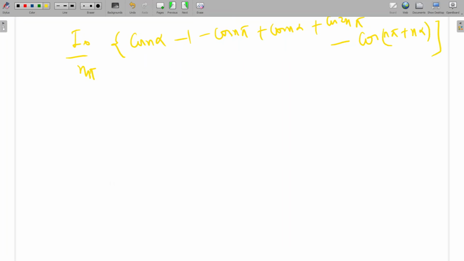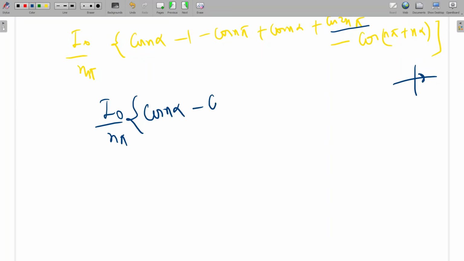So here we will do it for odd harmonics. What will be the value? So 2n pi, what will be the value of cos 2n pi, can anyone tell? For every value of n, cos 0 will be 1 only. It will come at the 0 axis always here. So cos 0 is 1, so this 1 minus 1 will be cancelled out. Right? So I naught upon n pi, first term cos n alpha, this is minus cos n pi plus cos n alpha, and this last term minus cos of n pi plus n alpha.